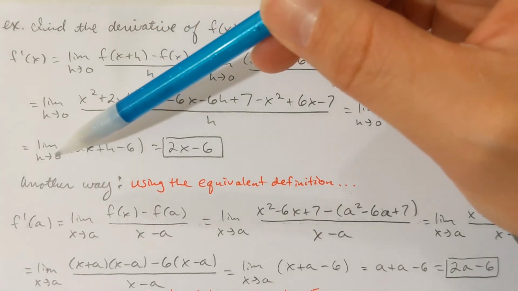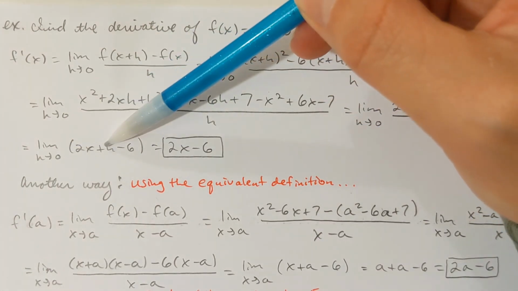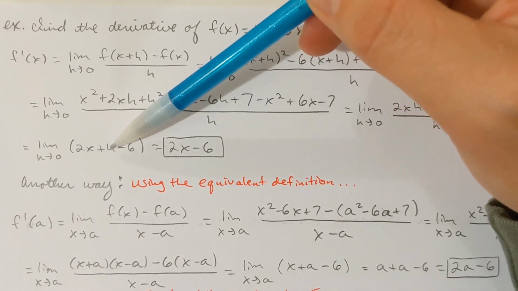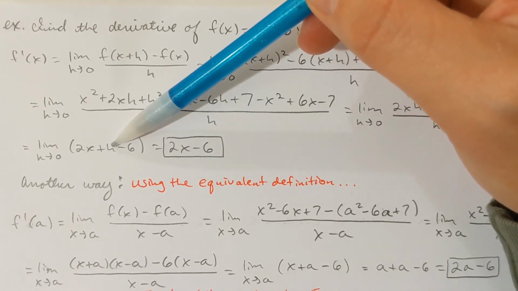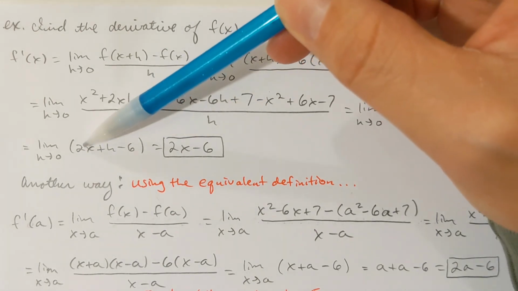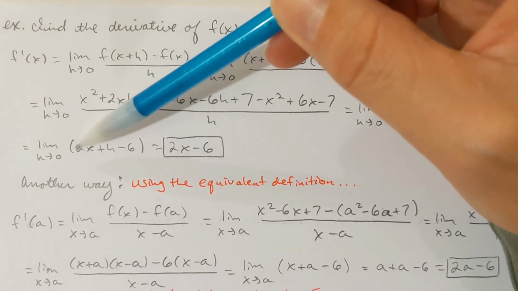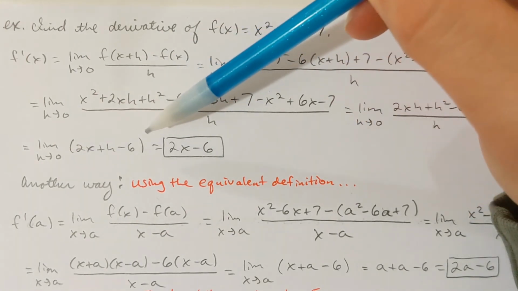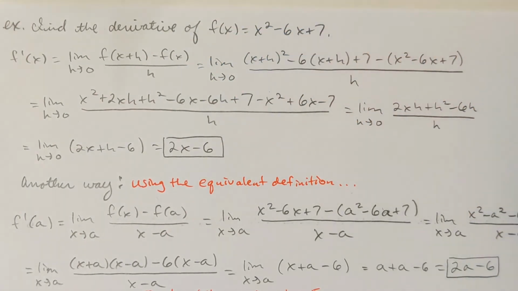So x would be treated as a constant, just like 6 is a constant. Okay, I am now able to plug 0 directly into the spot here where I see h. And of course, a limit of a constant is always the constant, right? 2x would be a constant, since this is in terms of h. 2x plus 0 minus 6 would be 2x minus 6. Okay, and that'd be my answer.